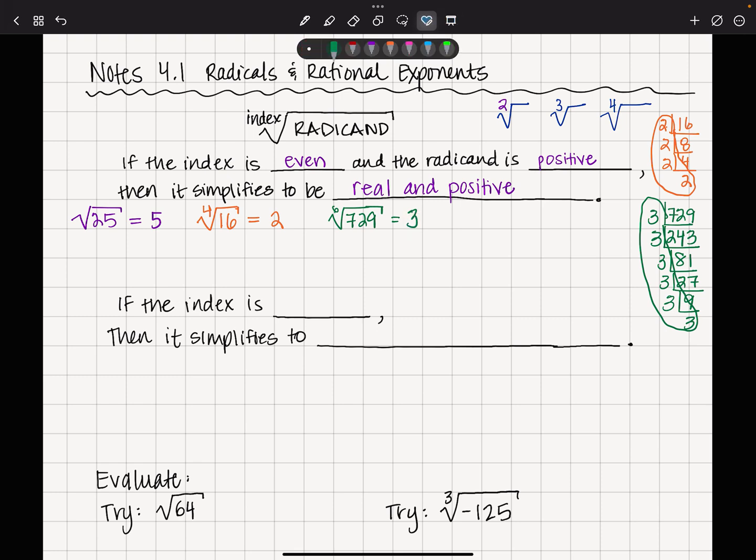If we have the square root of a negative value, let's say -1, that would be an even index of a negative radicand, and that's an imaginary number. So notice how it doesn't simplify to be real and positive. We're going to be working with real and positive values in this lesson. So this is the last time that we're going to see an i. I'm just going to confirm that: this is indeed the last time we will see an i in this lesson.